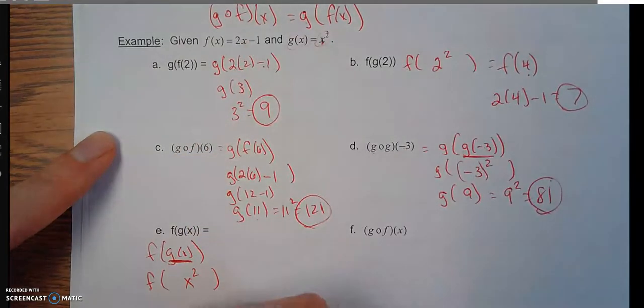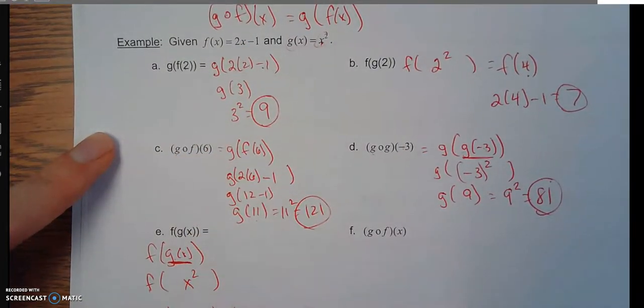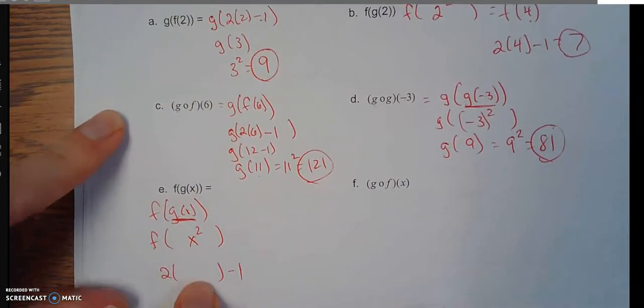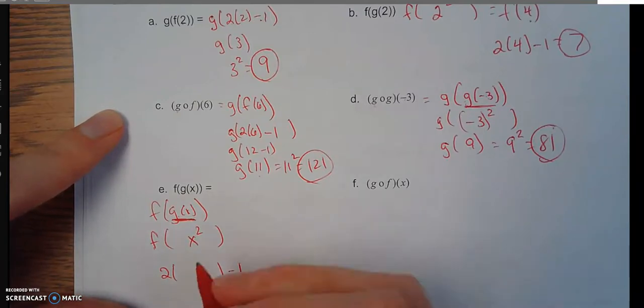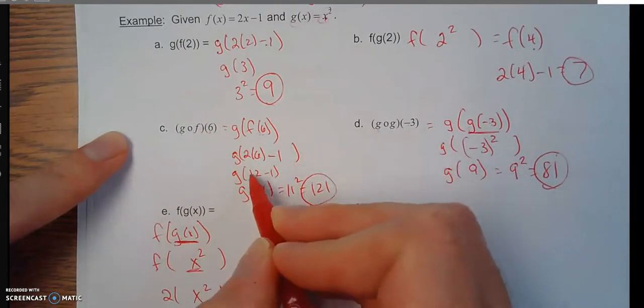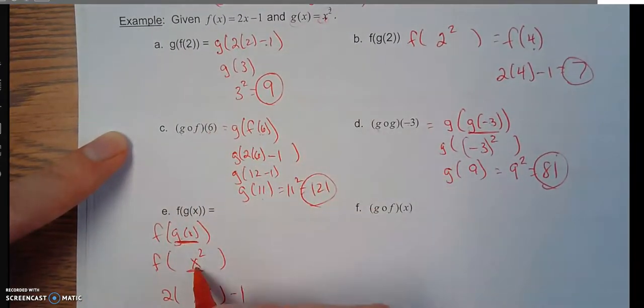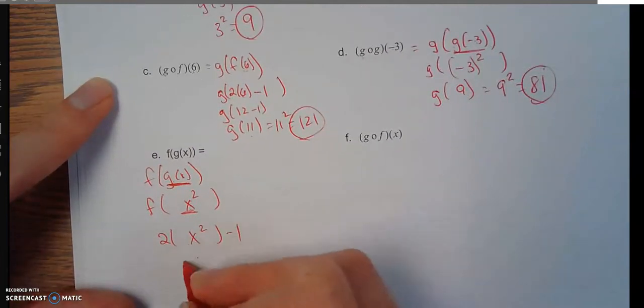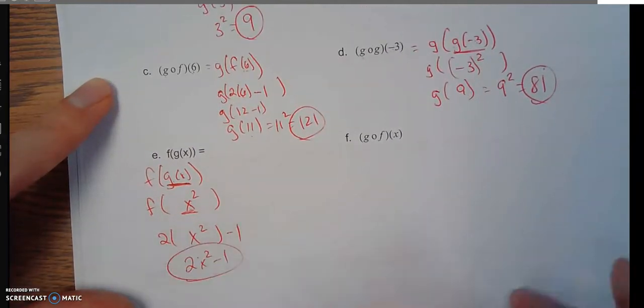F says take 2 times something minus 1, and that thing that I'm going to multiply by 2 is x squared, because it says plug in an x squared. Instead of plugging in a number, like f of 6 says plug 6 in the function, this says plug in x squared in the function. So this would be 2x squared minus 1.